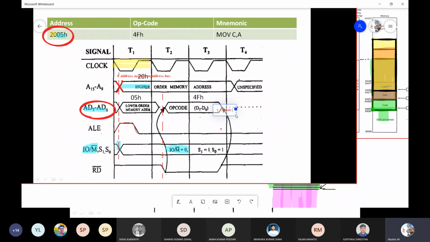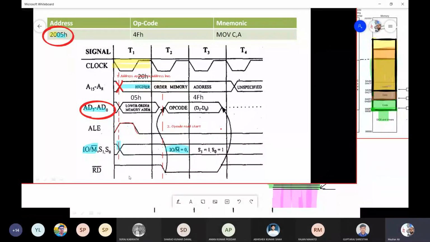Opcode read start. So here we have started reading the opcode, and I will place it somewhere over here. I should label it event number 2. Opcode read starts from this point onwards.